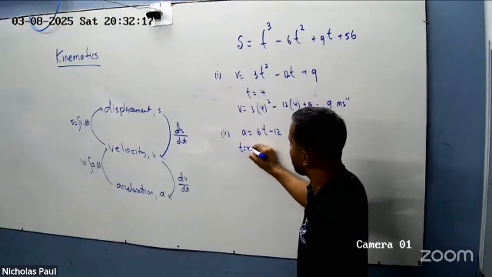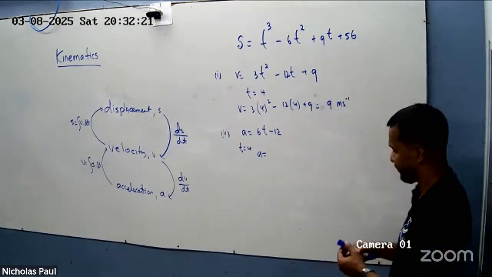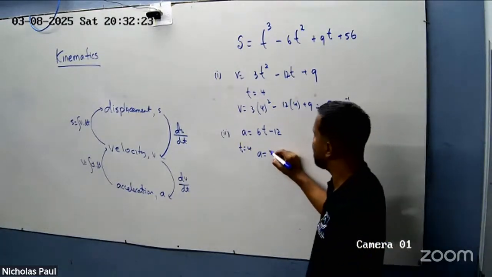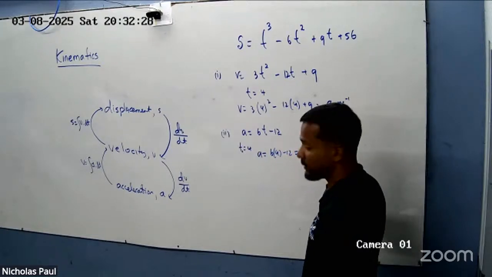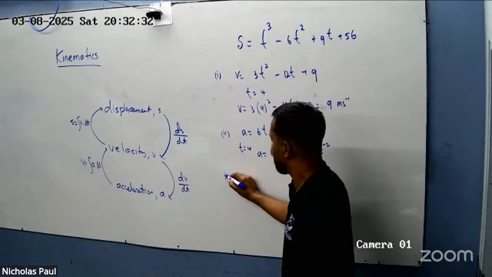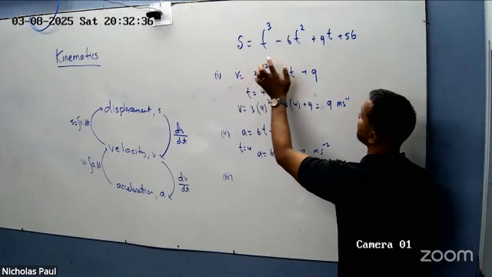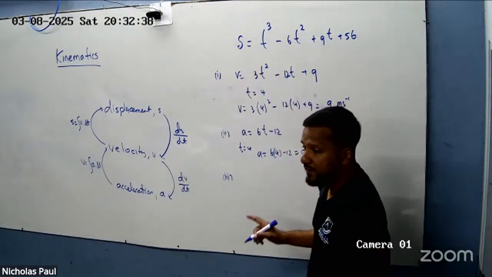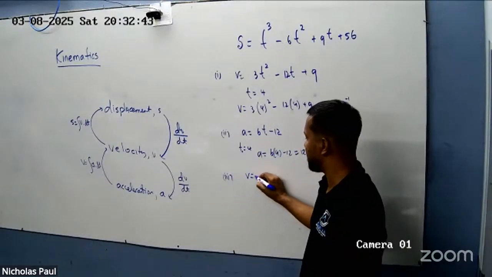Then you plug in t is 4. So a is equal to 6 times 4 minus 12, which is 12 meters per second squared, right? Please remember, learn to put in the SI units, right? That'll be meters per second squared. And then this said momentarily at rest, which means that the velocity is 0.